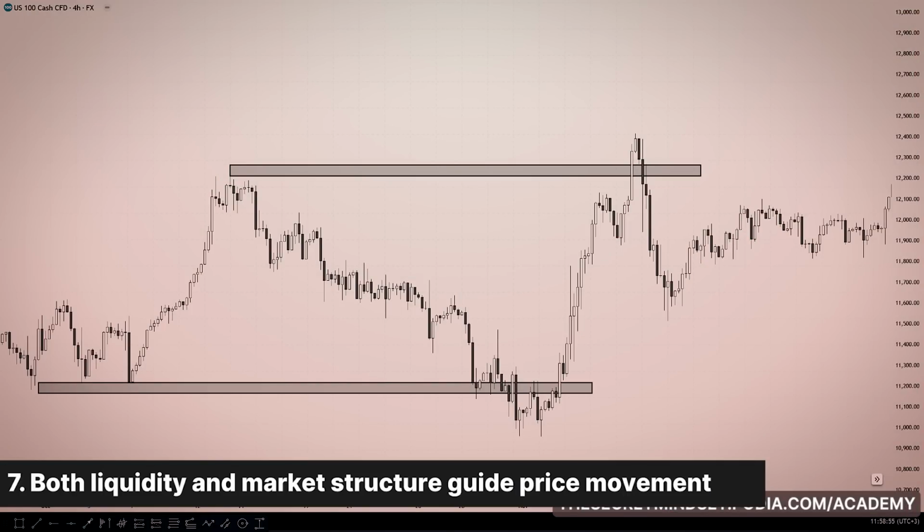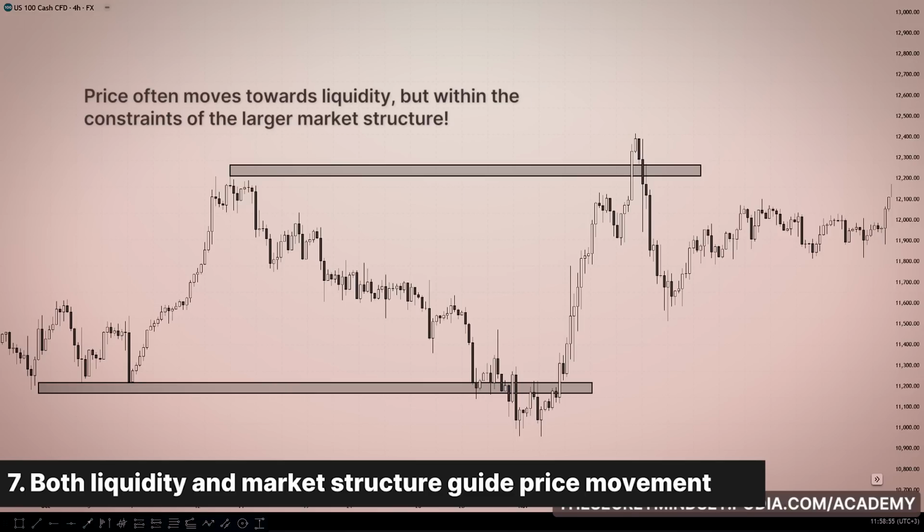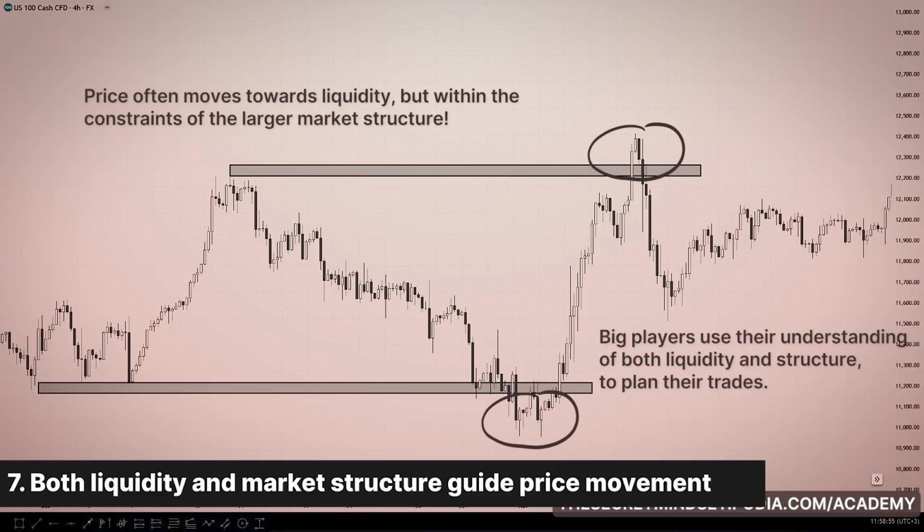Both liquidity and market structure guide price movement. Price often moves towards liquidity, but within the constraints of the larger market structure, and institutional activity links them. Big players in the market often use their understanding of both liquidity and structure to plan their trades.